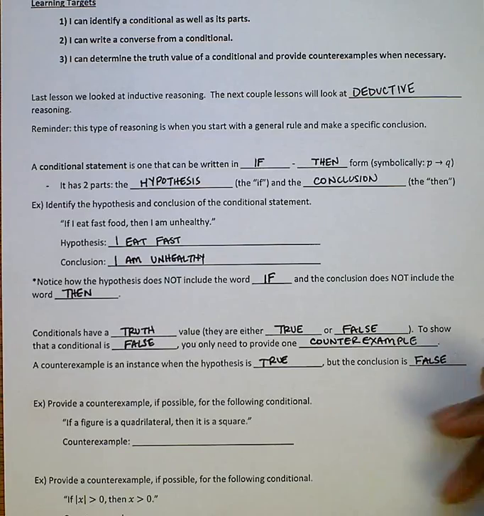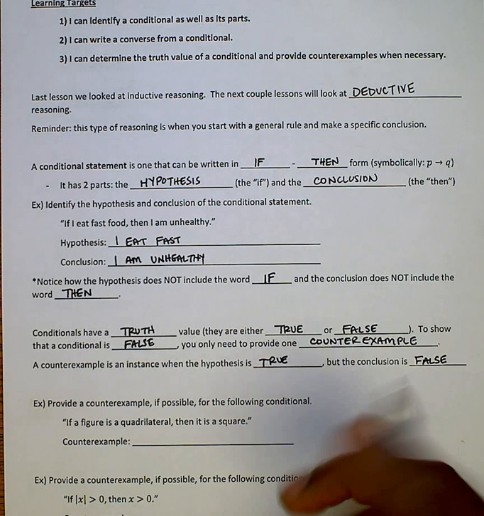In our if I eat fast food, then I am unhealthy example, you might say LeBron James eats McDonald's and he's healthy. That's a counterexample. Or I eat McDonald's, but I run 3 miles a day, so I feel like I'm healthy. That's a counterexample. Provide a counterexample if possible for the following conditionals. If a figure is a quadrilateral, then it is a square. Counterexample would be a rectangle.